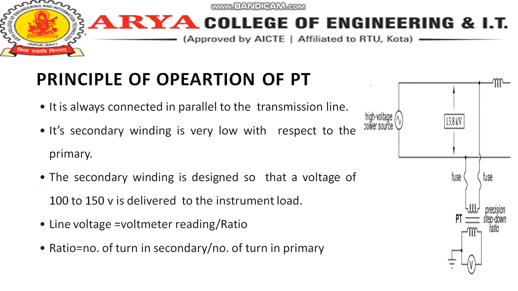Now we discuss the principle of operation of the potential transformer. It is always connected in parallel to the transmission line. Its secondary winding is very low with respect to the primary winding. The secondary winding is designed so that a voltage of 100 to 150 volts is delivered to the instrument load, and the line voltage is equal to the voltage reading divided by the voltage ratio, where the voltage ratio is the number of turns in the secondary divided by the number of turns in the primary. The basic circuit diagram of the potential transformer is shown here.